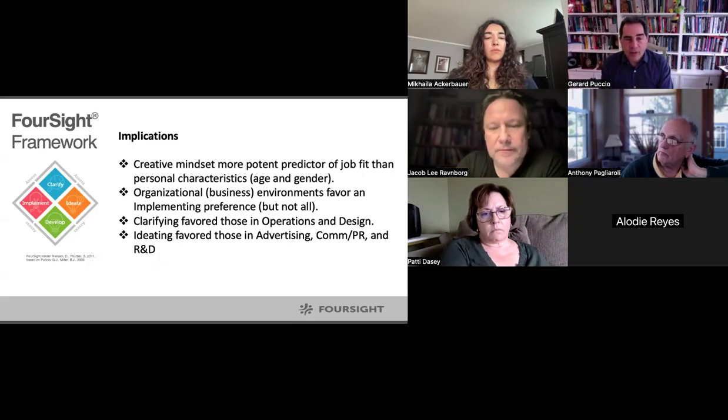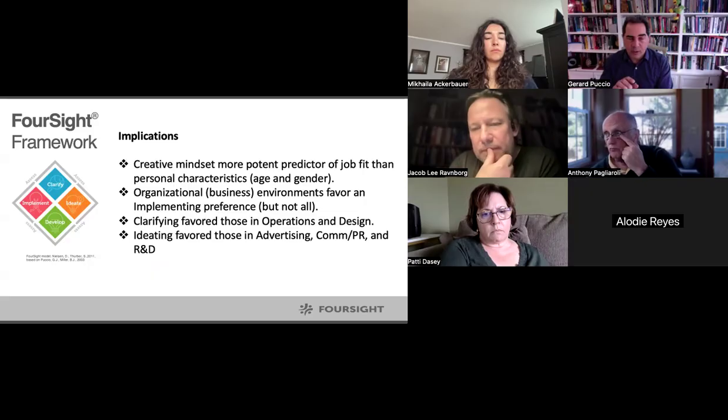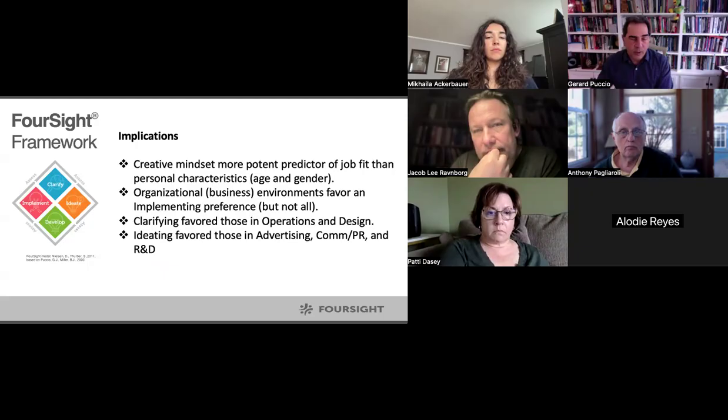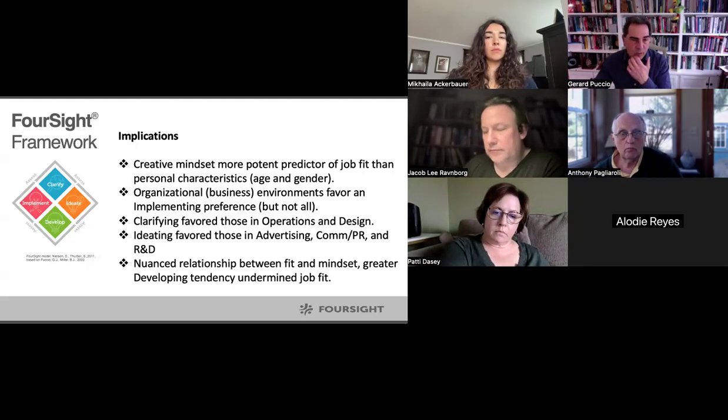Ideating favored advertising, communication, PR, and R&D, where making new concepts, cross-fertilization, favors individuals who have this ideational mindset. And then finally, this nuanced relationship where high preferences don't always predict high job fit, where something like developing can get in the way of a sense that you're well suited.